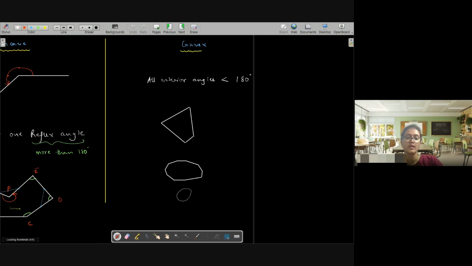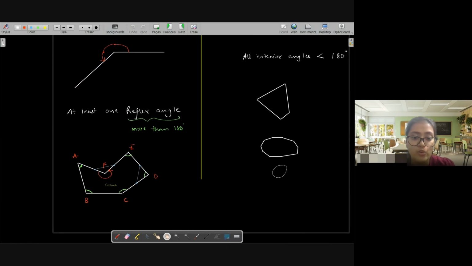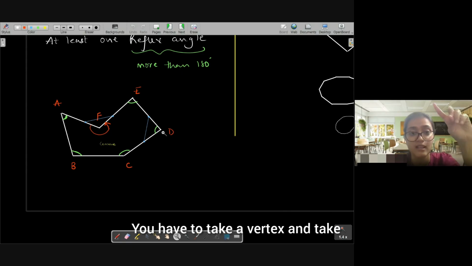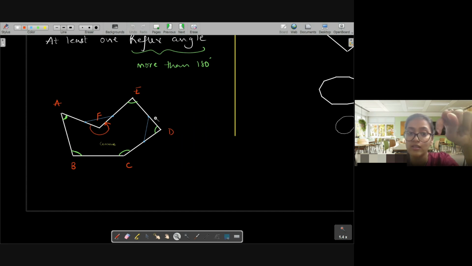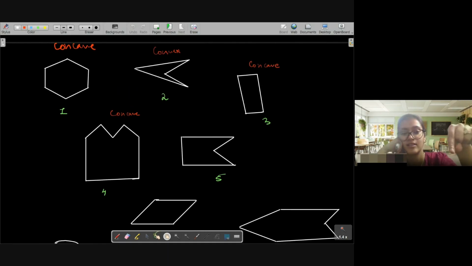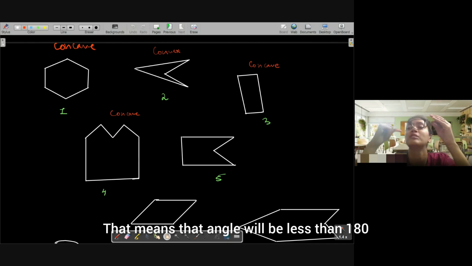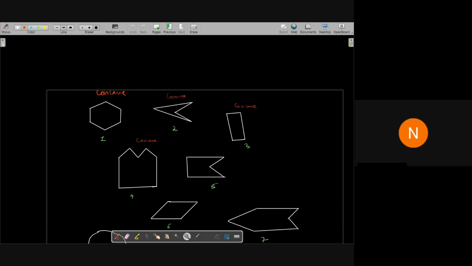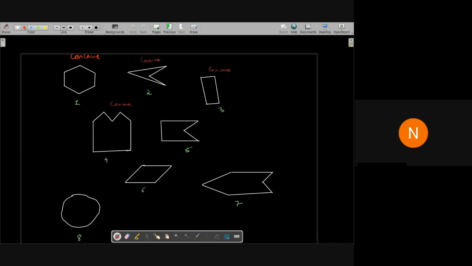I also gave you a method to check if some angle is a reflex angle. You apply that method. You have to take a vertex and take 2 points on the rays, and connect those 2 points. If that line lies inside, then it will be convex. That means that angle will be less than 180. Okay, Megan, number 5. Is it concave?